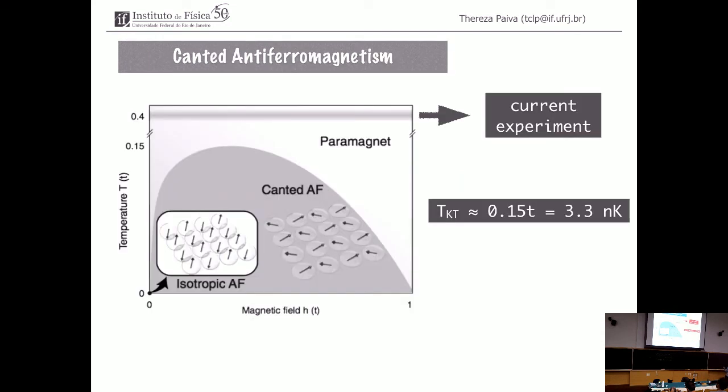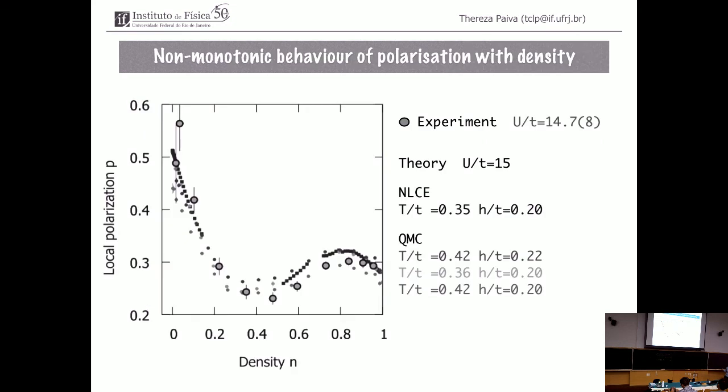So unfortunately, the temperature at which the experiments are done is around here, this 0.4, and this is an expectation for the Kosterlitz transition, which is about 0.15 in units of hopping. In this experiment, that would be 3.3 nanokelvin. So the experiments are not at low enough temperature to see actual long-range order, but we are close enough to see some correlations forming. And Rodrigo already told me I'm out of time, but this is quick.